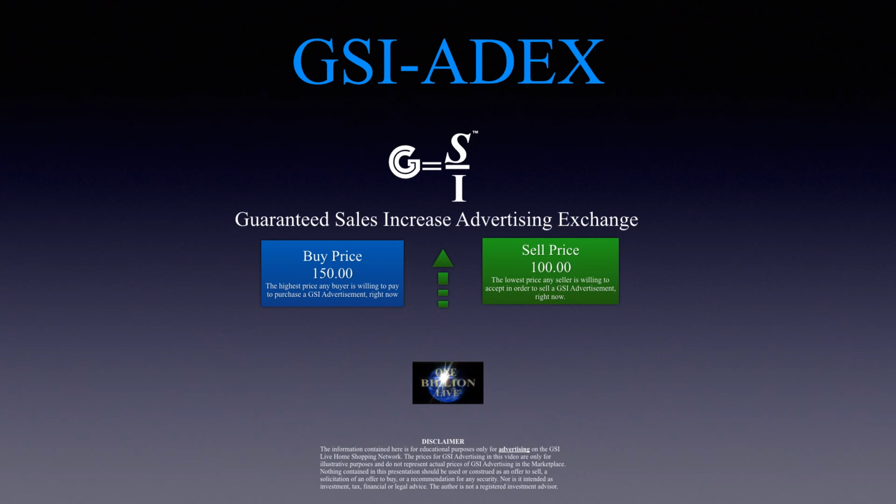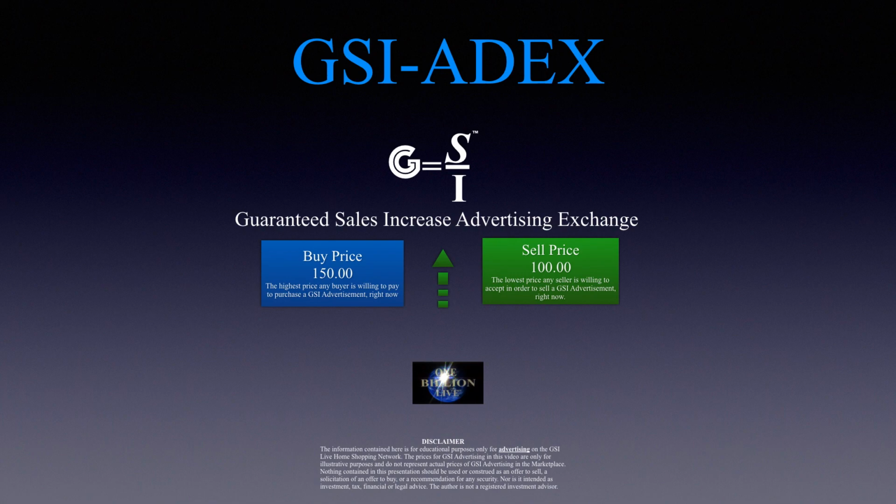And if you're wondering why the buy price is $150 more than the sale price, that's because potential advertisers want this ad space. Every business wants to make guaranteed sales increases, and 1 Billion Live Inc. and its GSI Live Home Shopping Network is the only media company in the world that can provide it. That means potential advertisers will bid to buy your ad space, and the price will go up, and you will profit and profit and profit from it. And that's how it works.